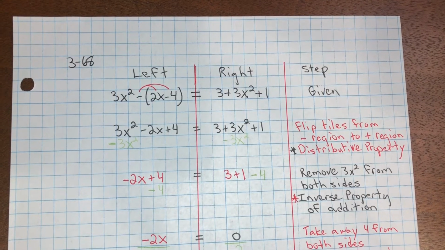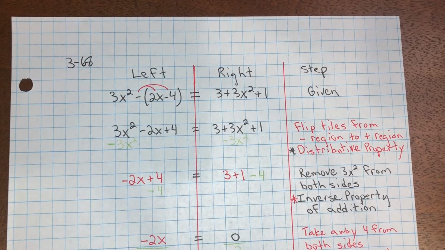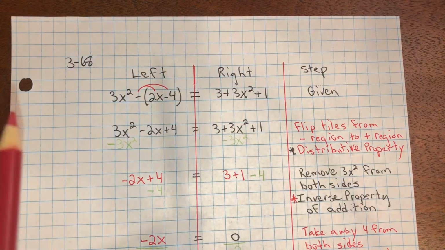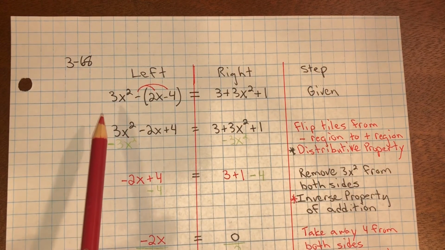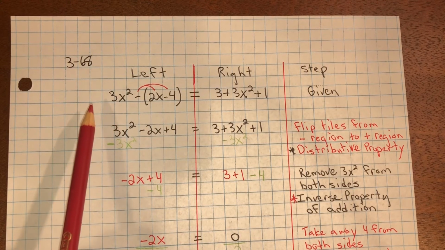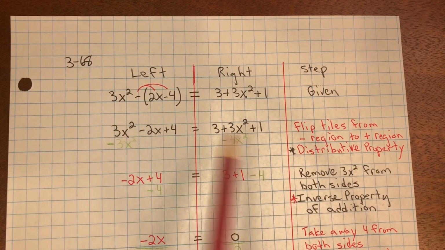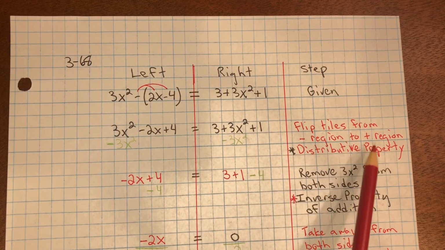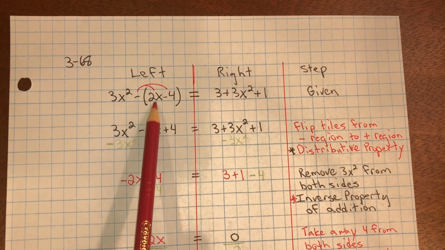In problem 368, you need to solve the equation and fill in the missing work to solve for x. So we have the given equation, and in order to first solve this equation, we need to flip the tiles from the negative region to the positive region. So this would be a negative group of 2x minus 4.